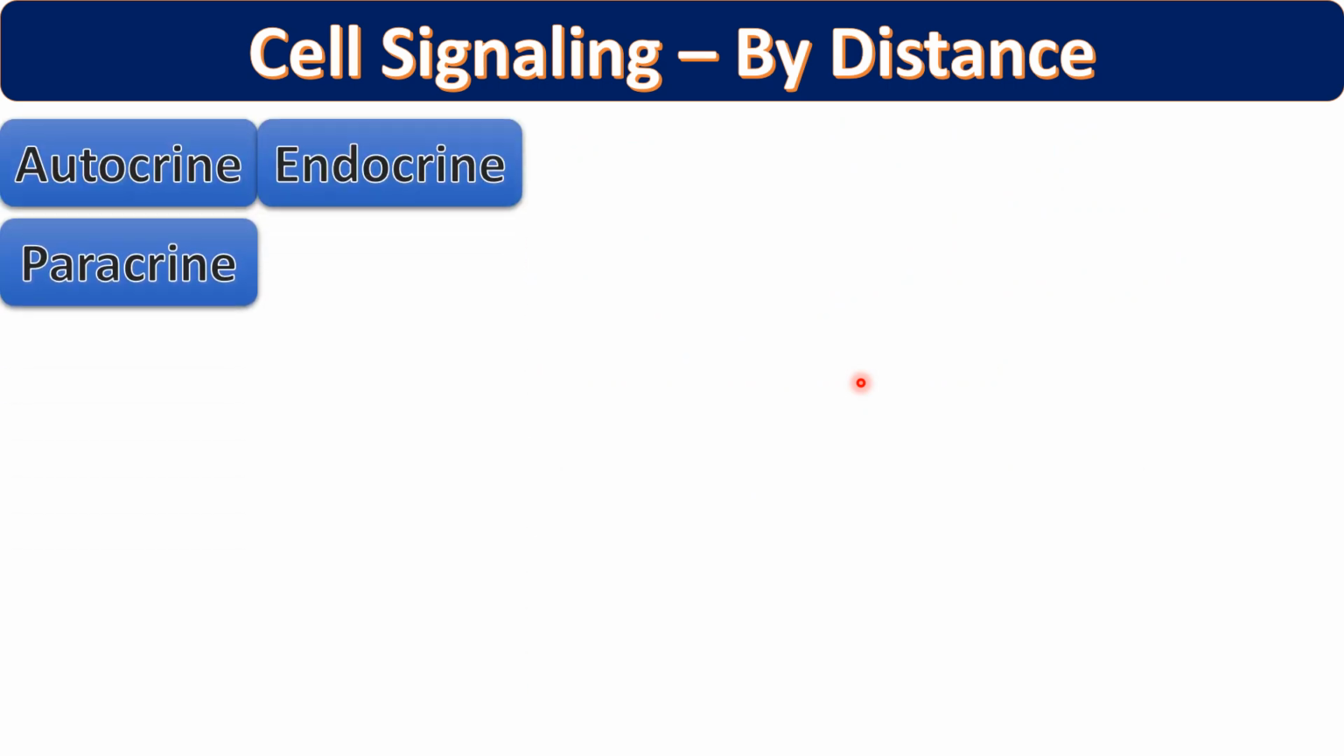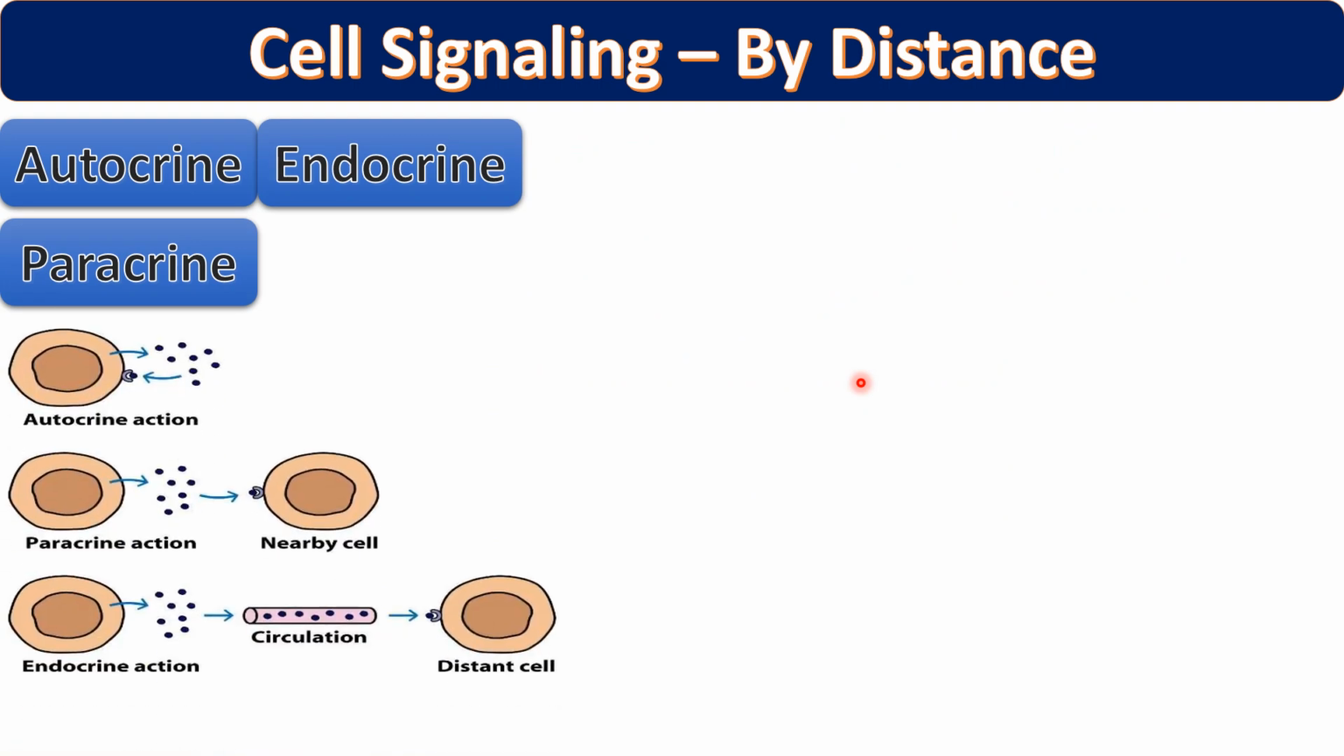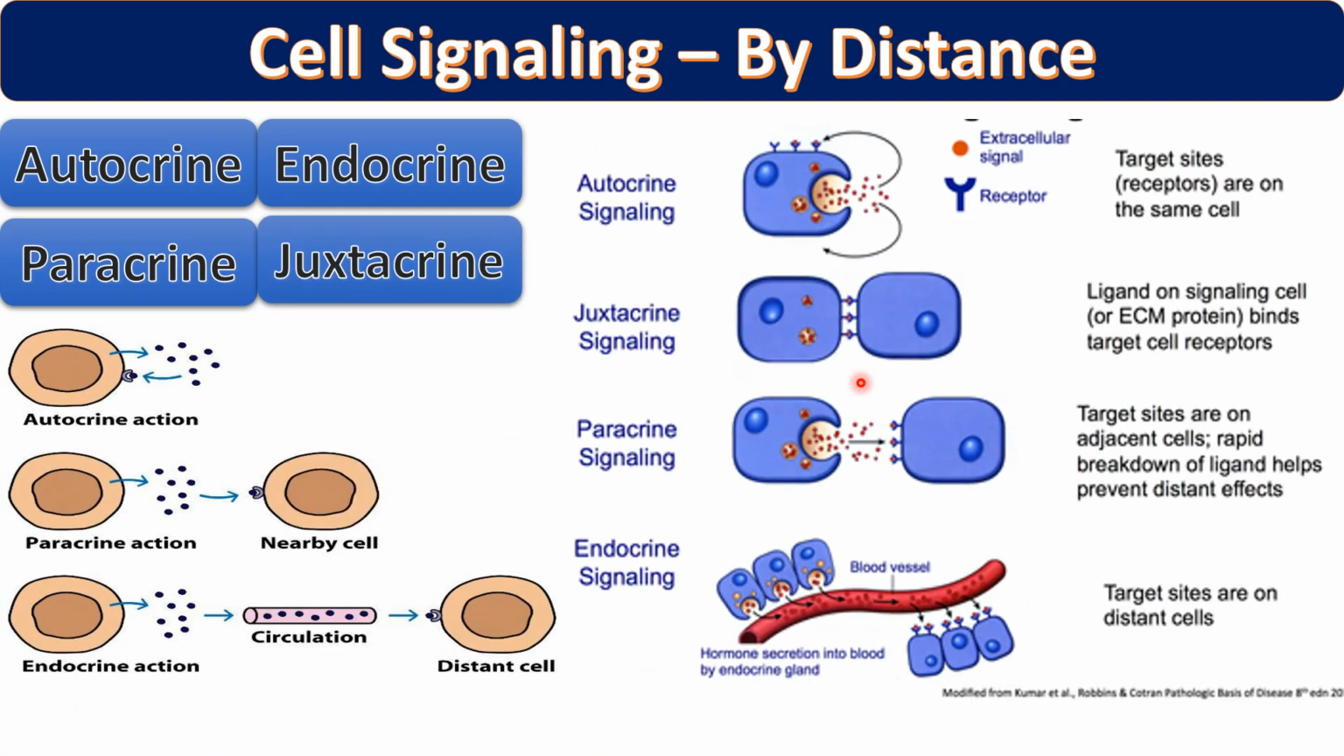We have already seen how cell signaling works. When we classify signaling processes by distance, there are three important types: autocrine, endocrine, and paracrine. What exactly is autocrine? Autocrine is when a cell produces signaling molecules like cytokines, which bind to its own cell, meaning the producer cell itself. Here, the cell produces the signaling molecule and it binds to the same cell, which is called autocrine signaling.